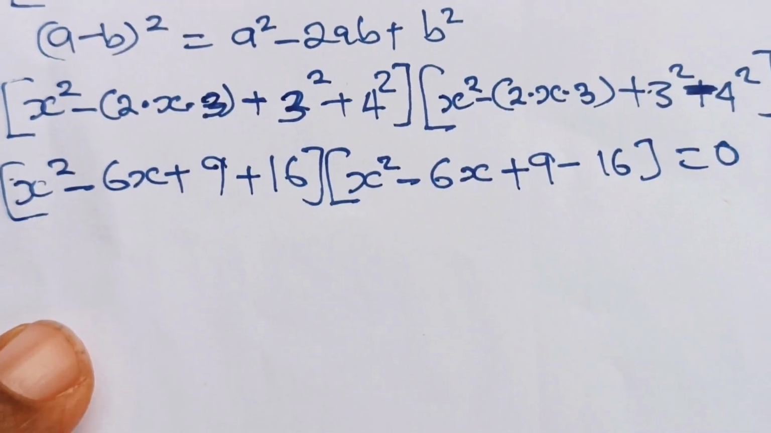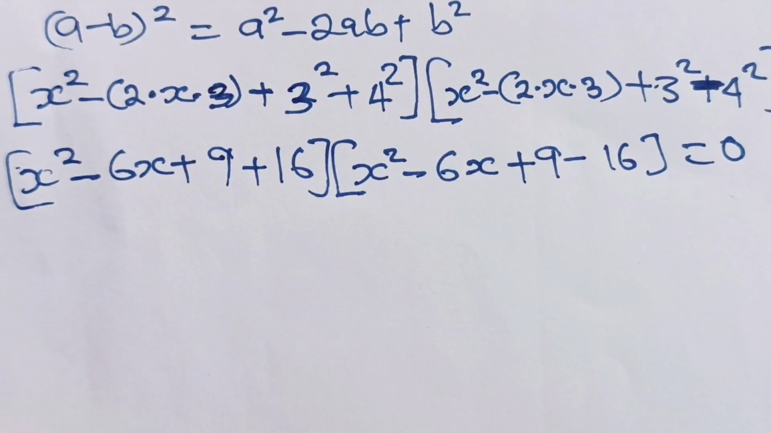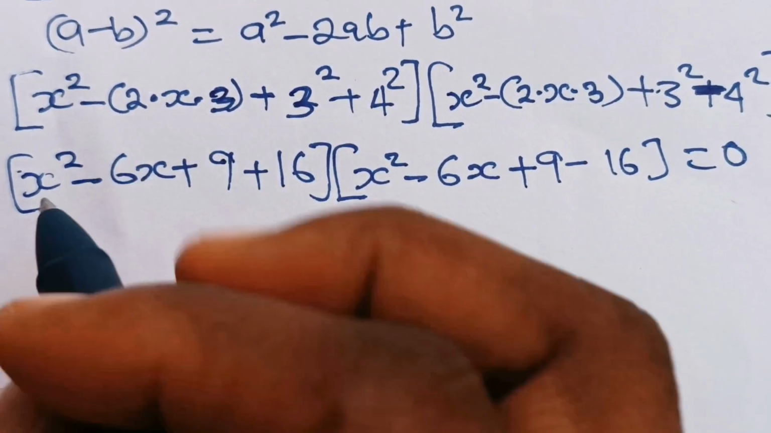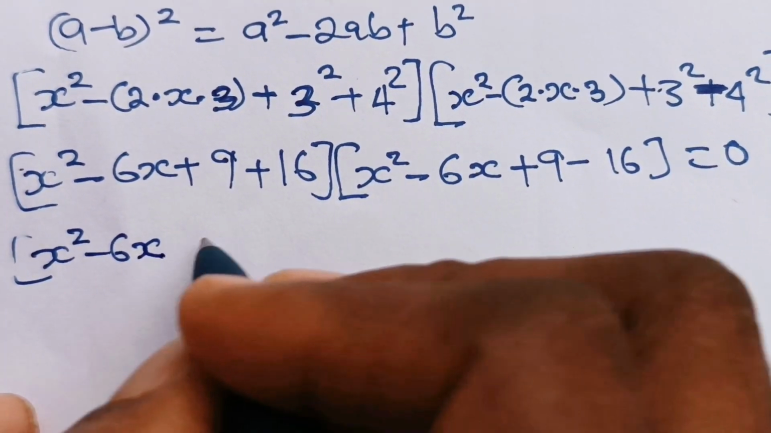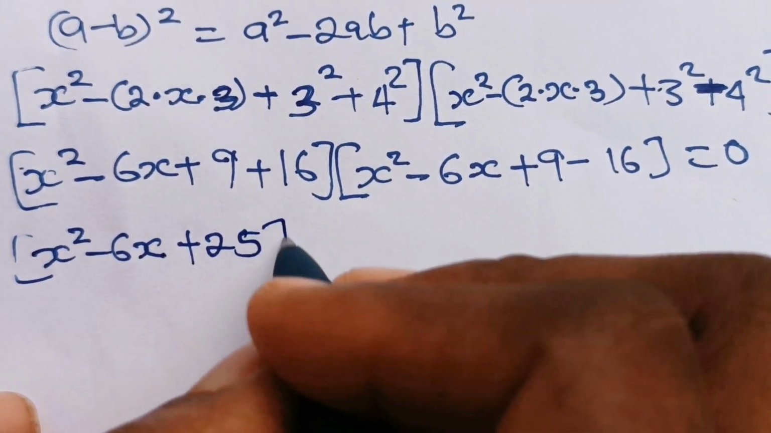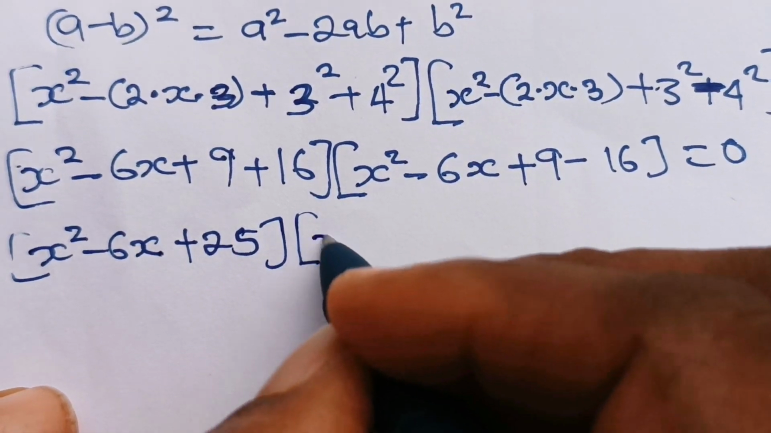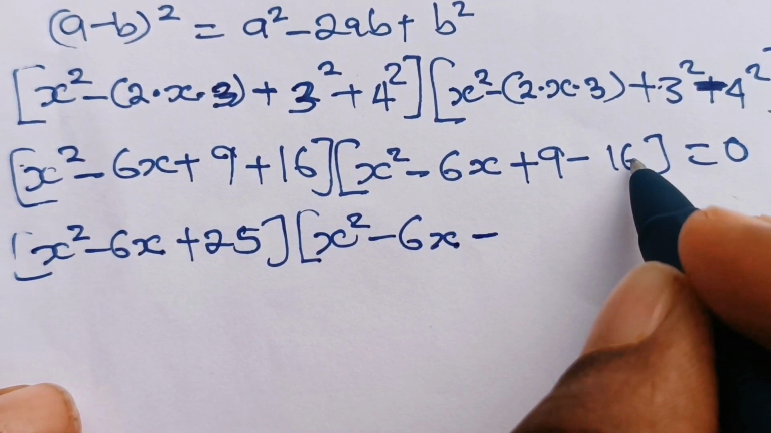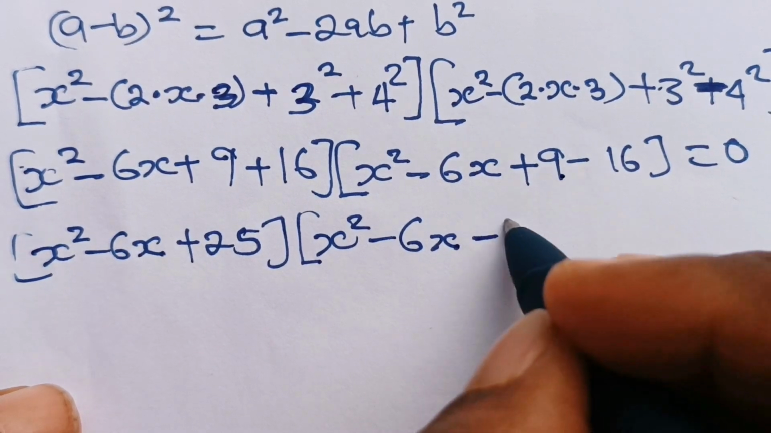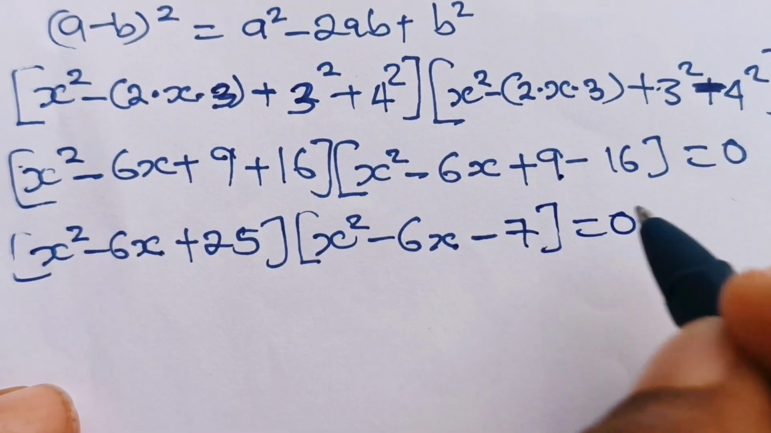I'm just being careful so that I don't make mistake. All right, if we solve, we have (x² − 6x + 25). Then open bracket, x² − 6x − 7, this will give us 7, right? Minus 7 is equal to 0.